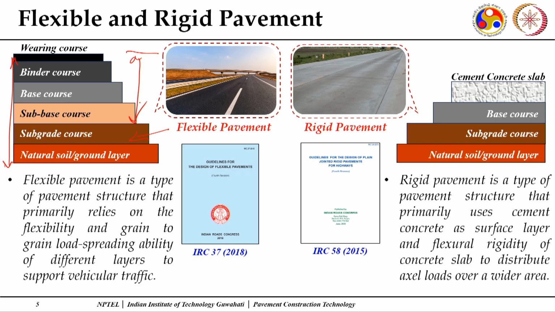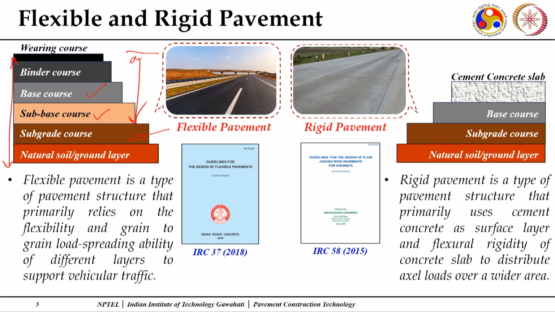The conventional flexible pavement consists of a few granular courses and a few bound courses. The granular courses are unbound courses. Two normally used, conventionally used granular courses are your sub-base course and a base course. They serve different functions that we will discuss in the upcoming lectures. And so, they do not have any binding material.